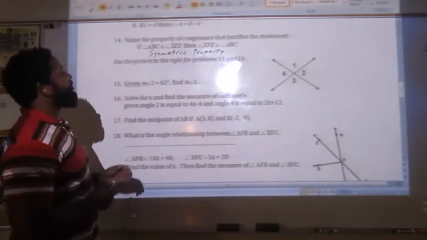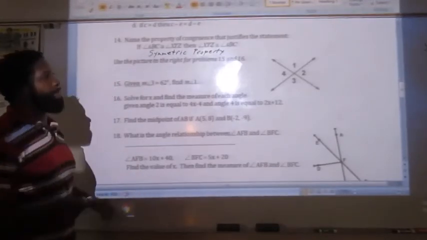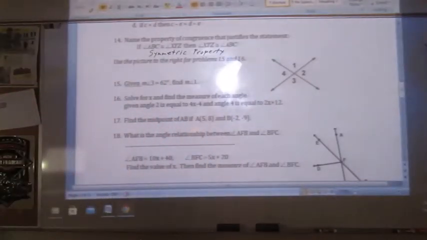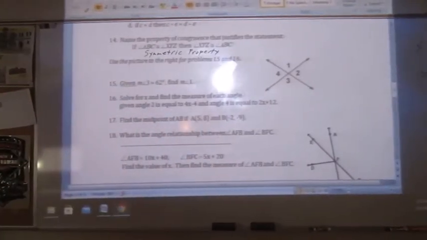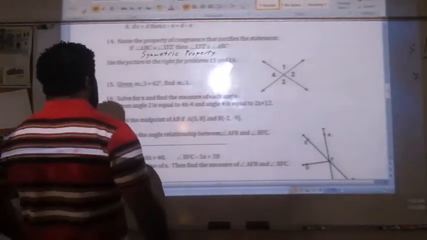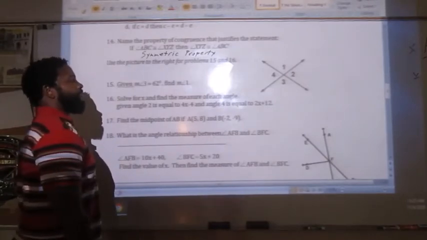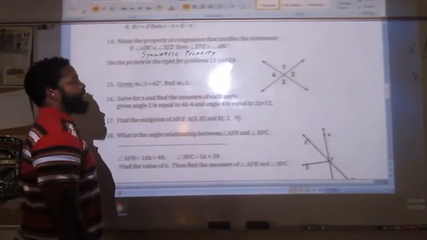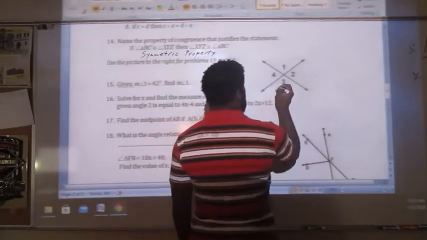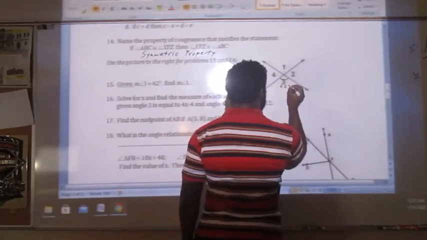Use the picture to the right for problems 15 and 16. 15 and 16, okay? All right. Given measure of angle 3 is equal to 62 degrees. Find the measure of angle 1. The measure of angle 3 is equal to 62 degrees.